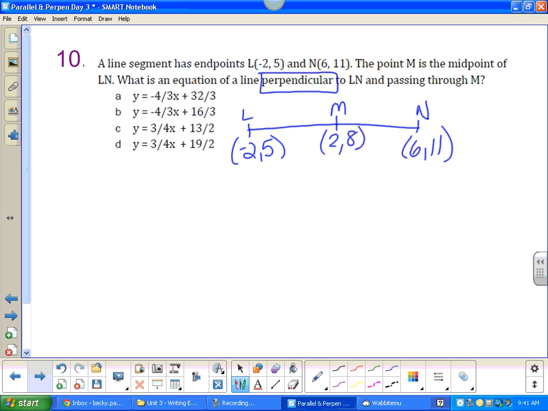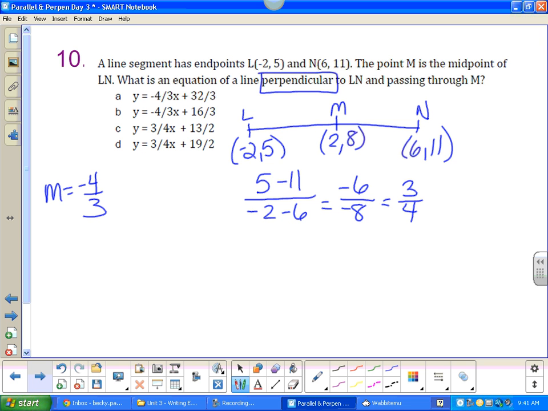Okay, so now I'm going to find the slope of LN. So 5 minus 11 over -2 minus 6. -6 over -8, which reduces to positive 3 over 4. Now that's what I want to be perpendicular to, so I want to be a -4/3. Okay, so now I'm going to take my slope and my point. Well, which one is my point? The midpoint. I go through the midpoint.